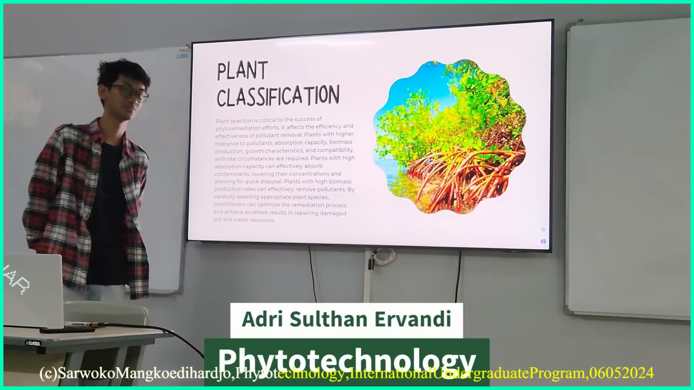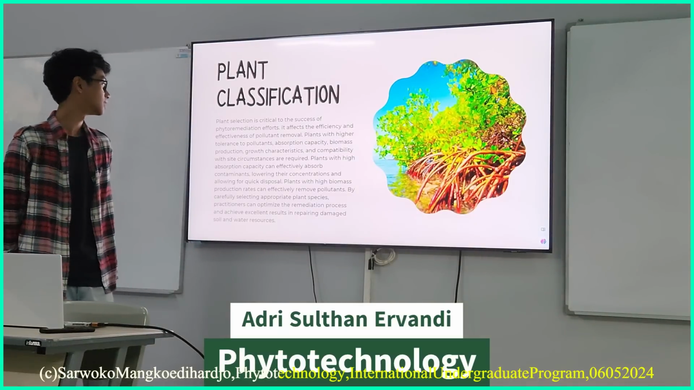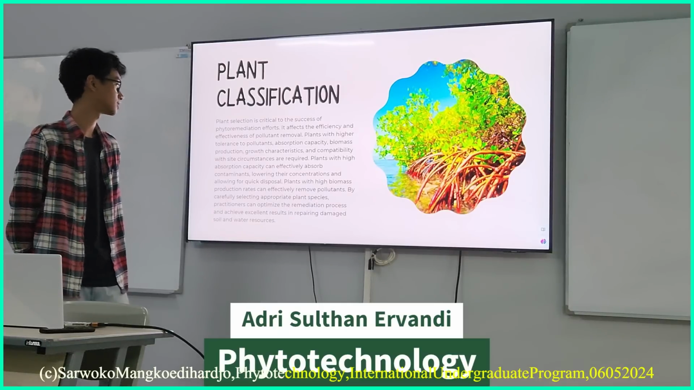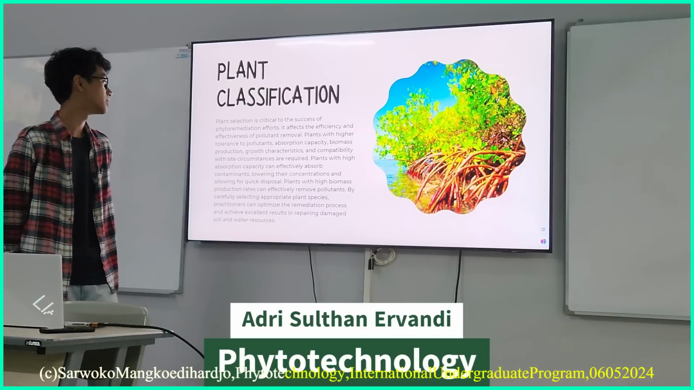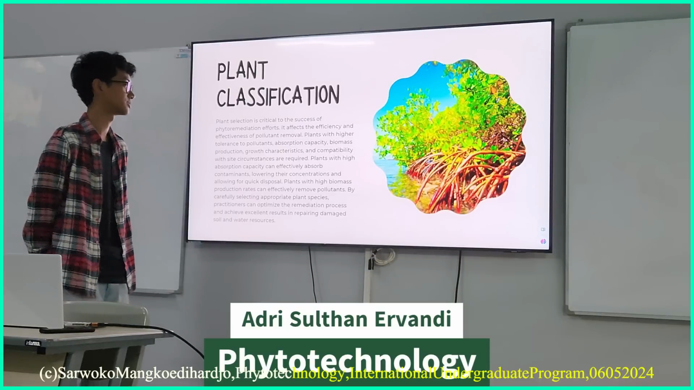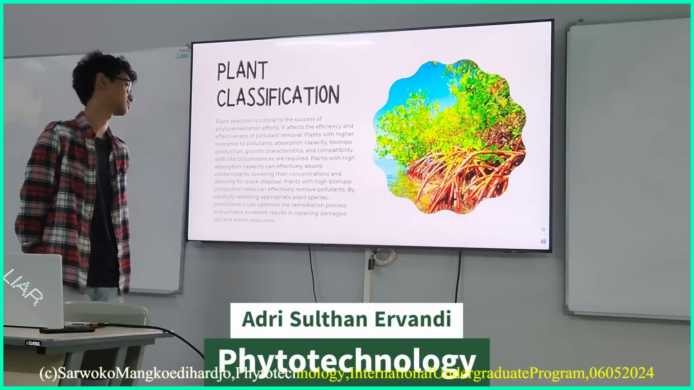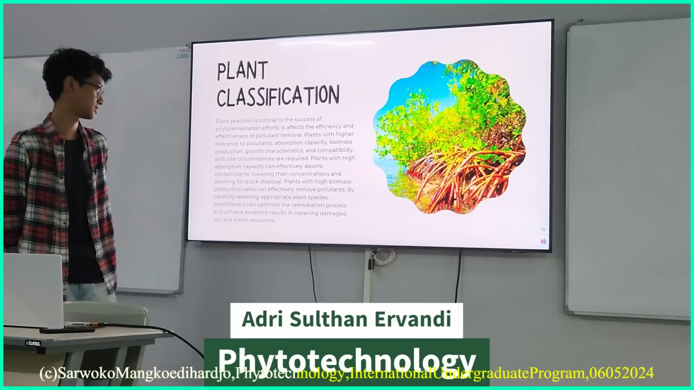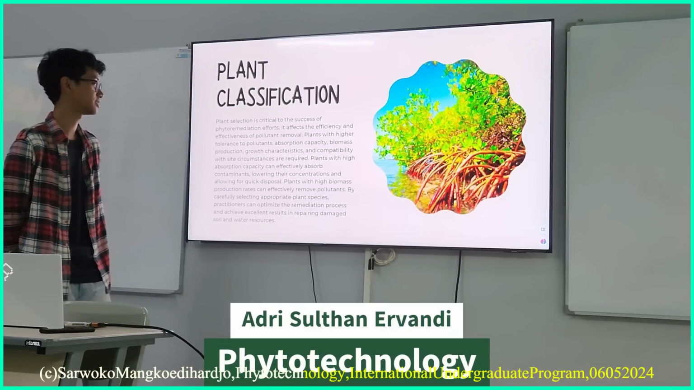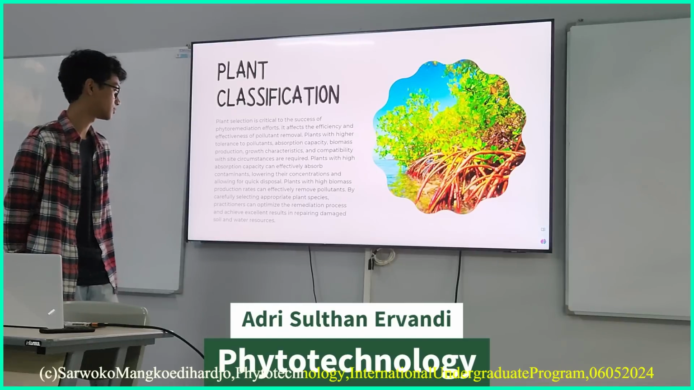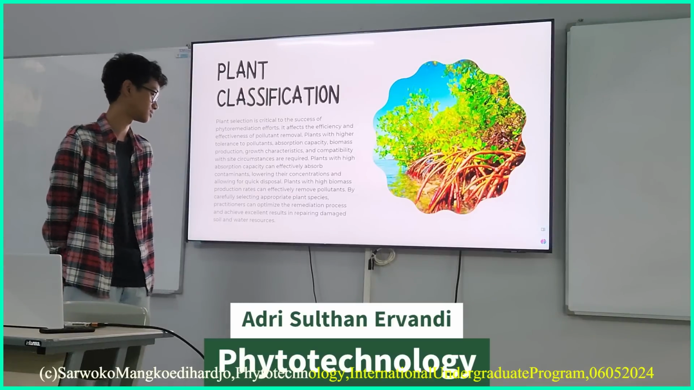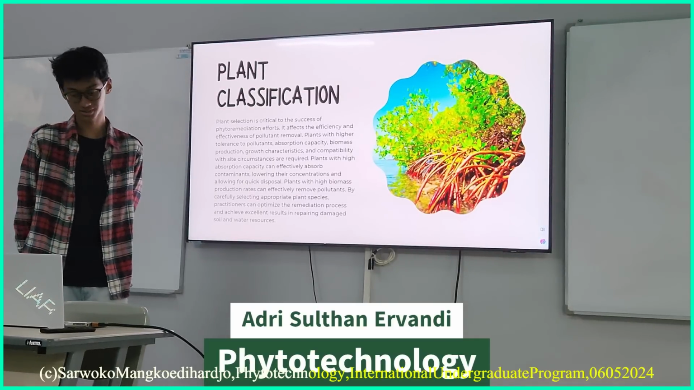So plant classification is important because it affects the efficiency and effectiveness of pollutant removal. Plants with higher tolerance to pollutants, absorption capacity, biomass production, growth characteristics, and compatibility with the site circumstances are required. Plants with high absorption capacity can effectively absorb contaminants, lowering their concentration and allowing for quick disposal. Plants with high biomass production rates can effectively remove pollutants. By carefully selecting appropriate plant species, practitioners can optimize the remediation process and achieve excellent results in repairing damaged soil and water resources.